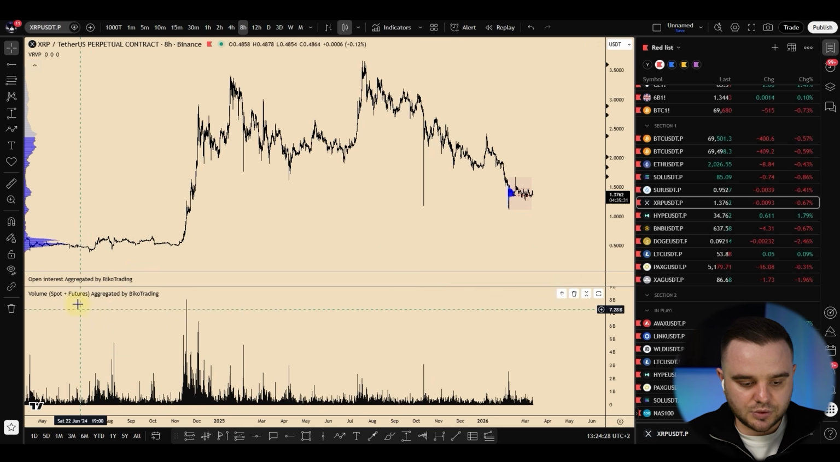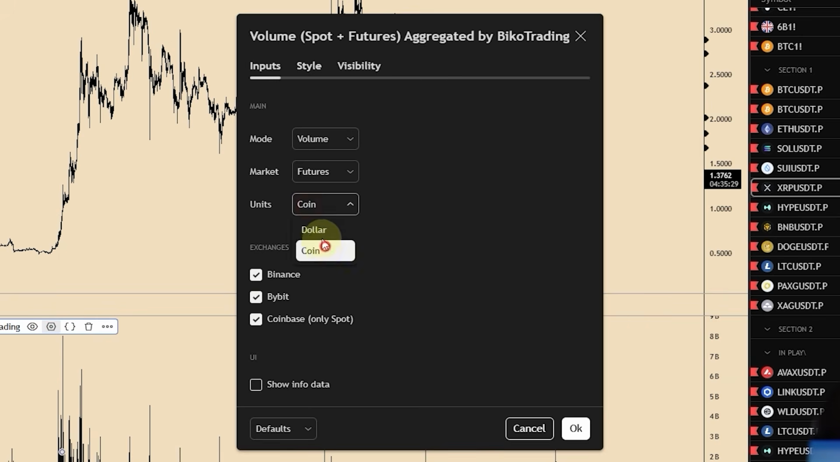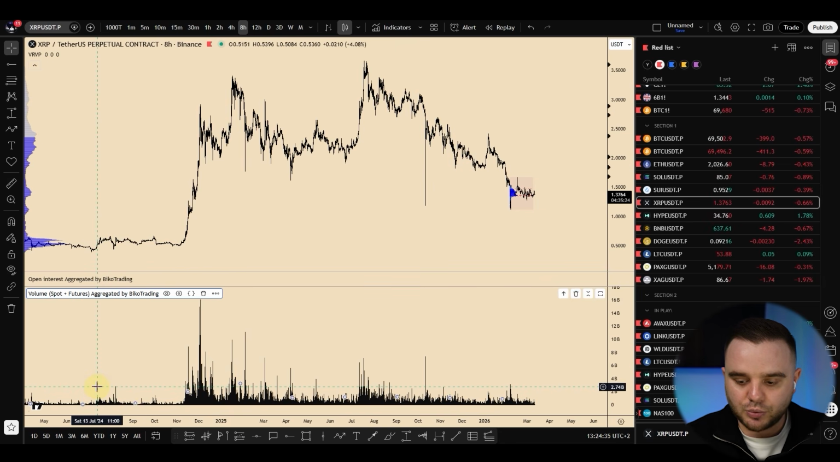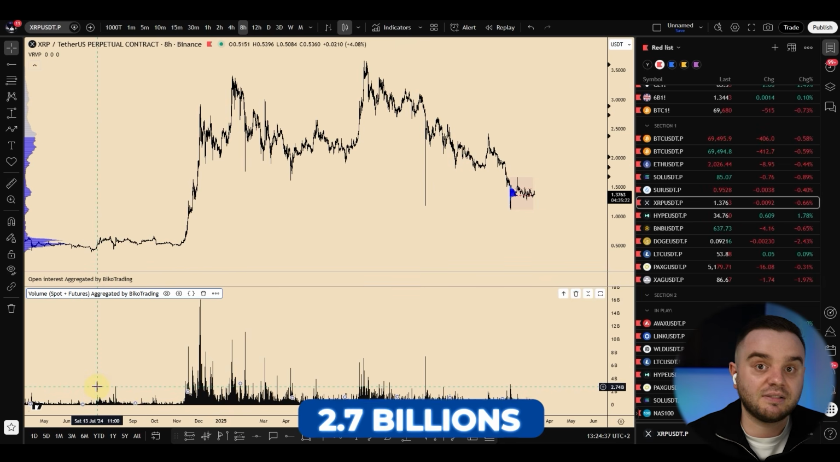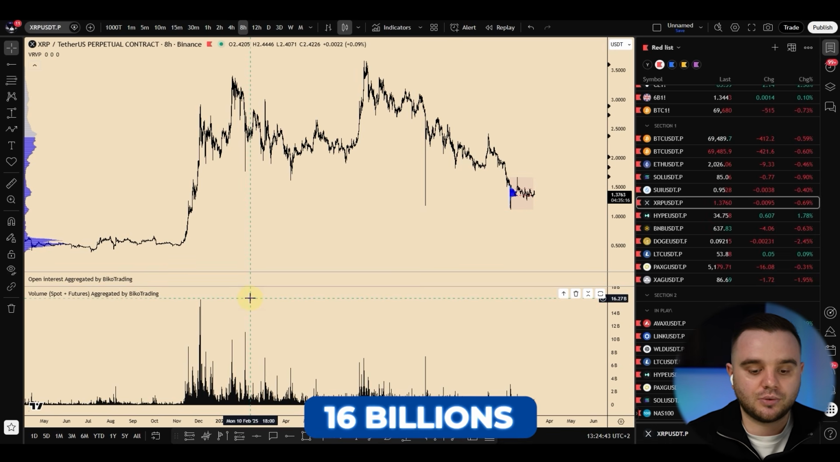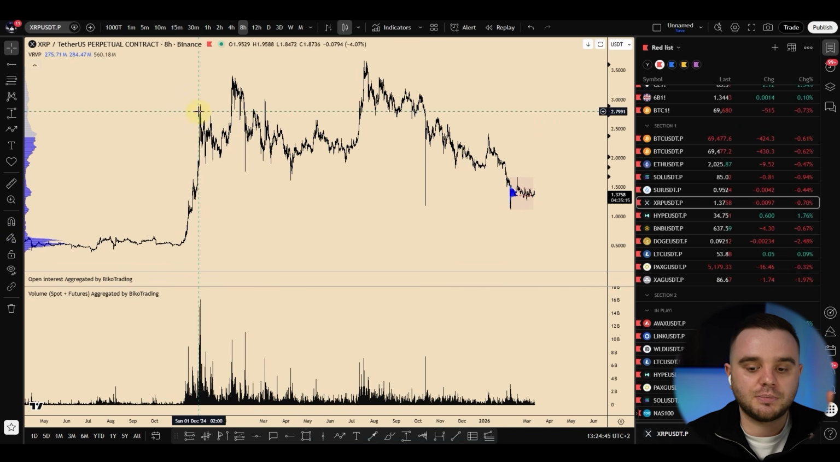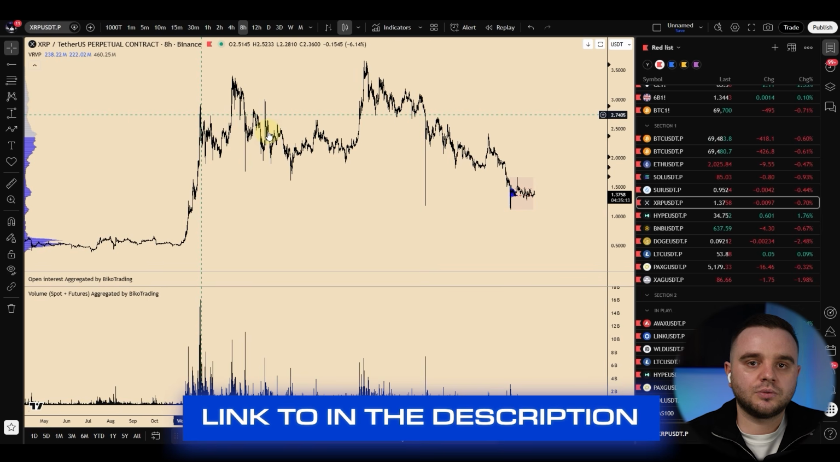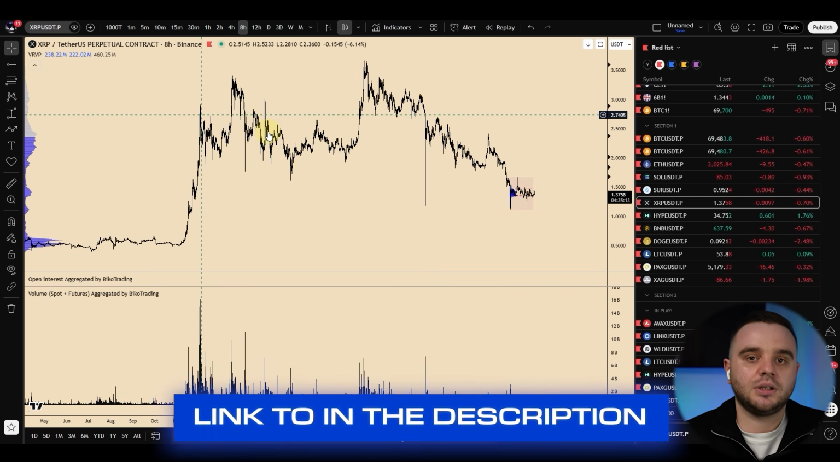But if you switch once more from coins to dollars, you would see that in this candle 2.7 billion was traded. In this coin, 16 billion USD worth of coins were traded, and often such areas can become powerful support and resistance. Once more, below this video there will be this bot. Open it and get all the information about how you can get those indicators.